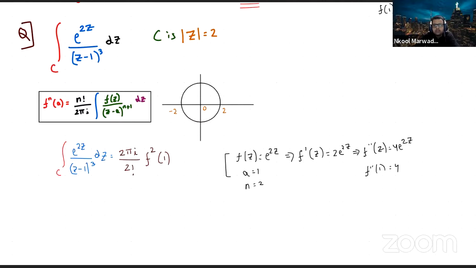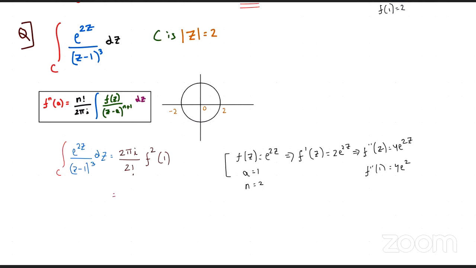That I can substitute here. The 2 will cancel. The final answer I will get is 4 e square, with pi i as it is.